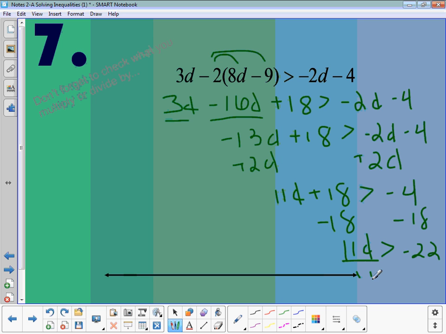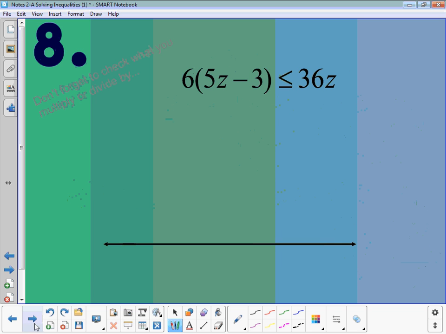Divide both sides by 11. Now here's the trick. 11 itself is not negative. So here I'm not really dividing by a negative number. Yes, this number is negative, but the number I'm using to get the d by itself is not negative. So I actually don't have to flip my sign. So it's just d is greater than a negative 2. Go ahead and graph that for me. Remember that it's not greater than or equal to, so you need an open circle. I'm going to have you try number 8 completely on your own. Start by distributing. Get your z's on the same side, and then you should be good to go.